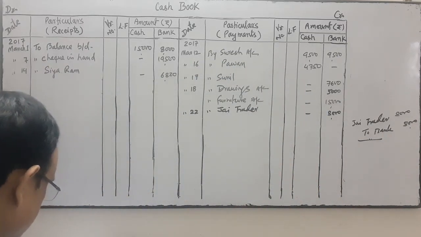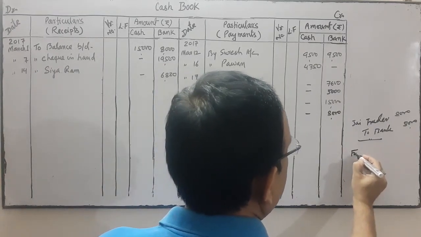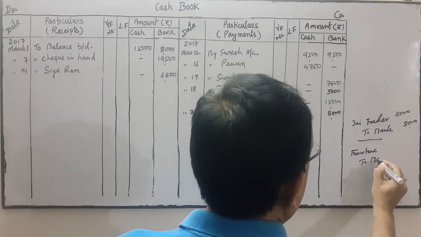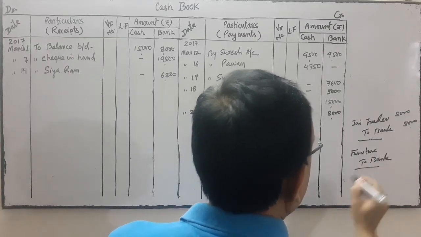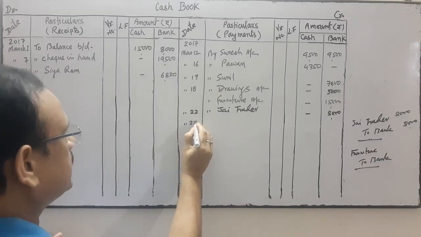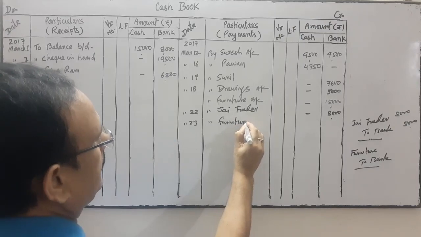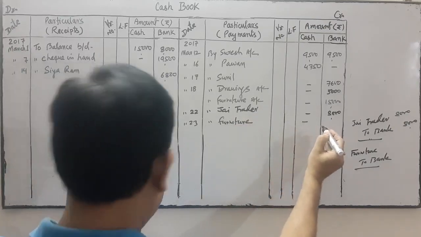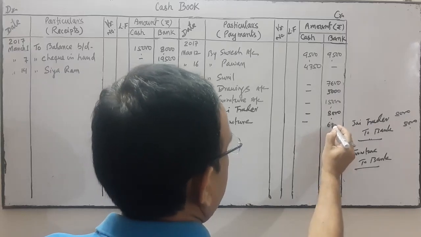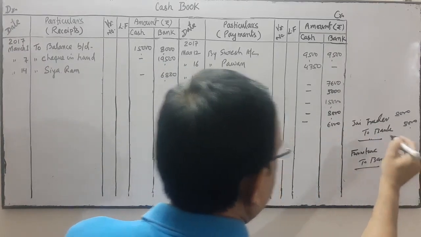Next is purchase furniture by check. So the entry is very simple. Furniture account debit to bank account. So the transaction date is 23rd. Buy furniture, in the column of bank, it is 6,000. Purchase furniture and payment made by check.